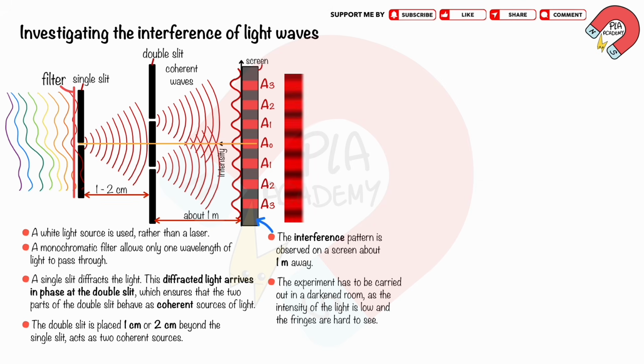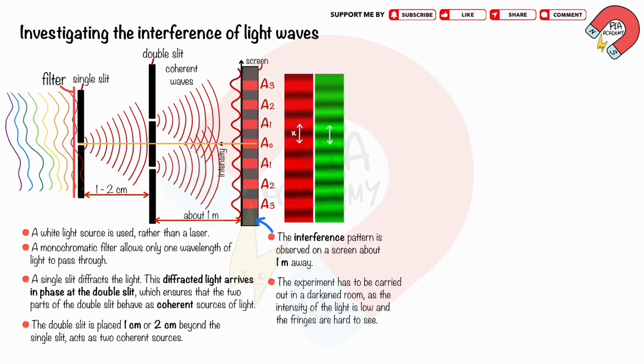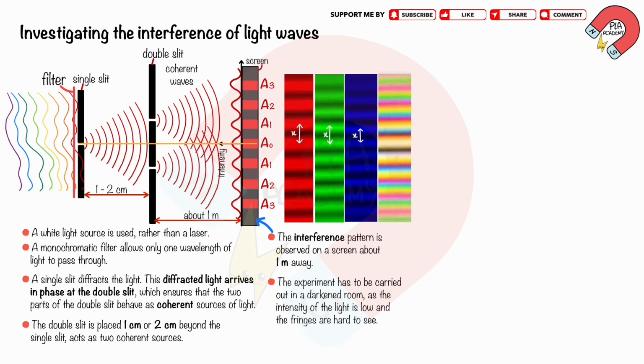When a red filter is used, an interference pattern is shown. When a green filter is used, an interference pattern is shown, showing that the fringe separation is smaller than with red light. When a blue filter is used, an interference pattern is shown, showing that the fringe separation is smaller than with green light. With no filter, the interference pattern of white light is shown.